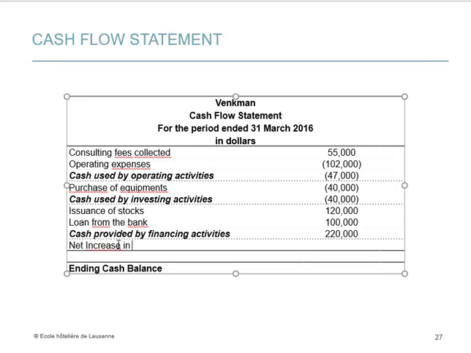Here we're calculating a net increase in cash. Net increase in cash is 133,000, and basically it is the sum of all the elements: the cash used by operating plus cash used by investing activities plus cash provided by financing activities, it gives us 133,000. Then we need to add the beginning balance of cash.